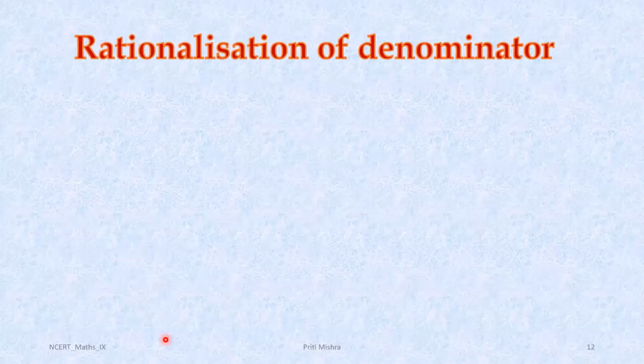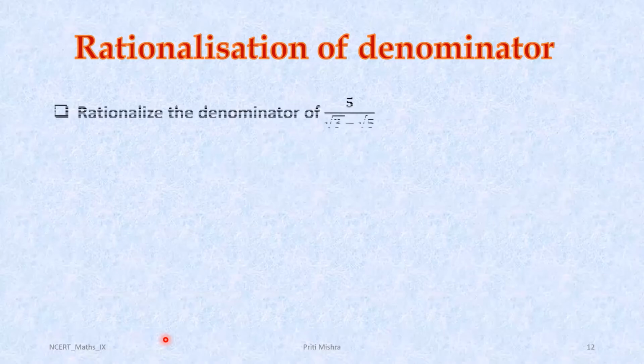Now we are going to discuss rationalization of denominator. Here we have a question: 5 upon root 3 minus root 5. Here we are going to rationalize this denominator. As in the denominator we have an irrational number, and we have to rationalize this, which means we have to convert its denominator into a rational number.